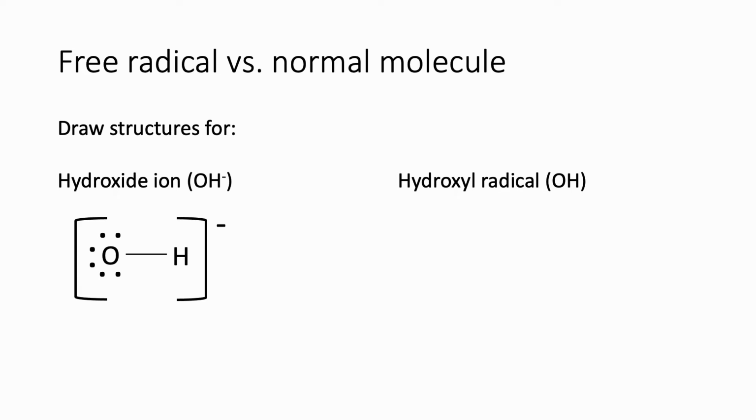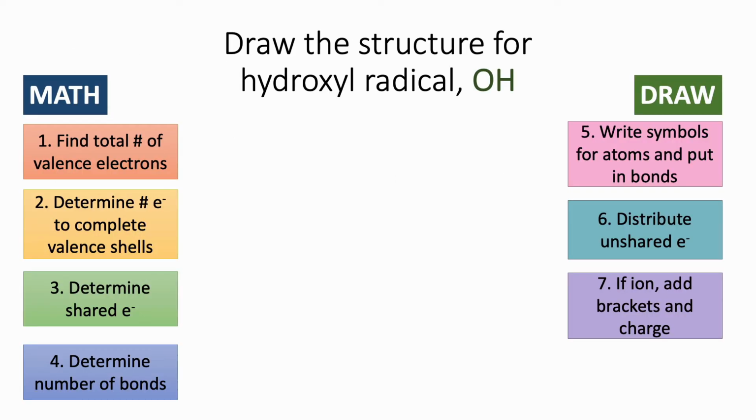Now let's look at the hydroxyl radical. So we're going to start off again by finding the total number of valence electrons. Oxygen has 6, hydrogen has 1, but there's no charge, so that's it. 7 valence electrons. How many electrons do we need to complete the valence shell? This is the same as last time. Oxygen wants 8, hydrogen wants 2, that's 10. How many shared electrons should we have? 10 minus 7 is 3. How many bonds would that be? Oh, 1.5? What the heck does that mean?